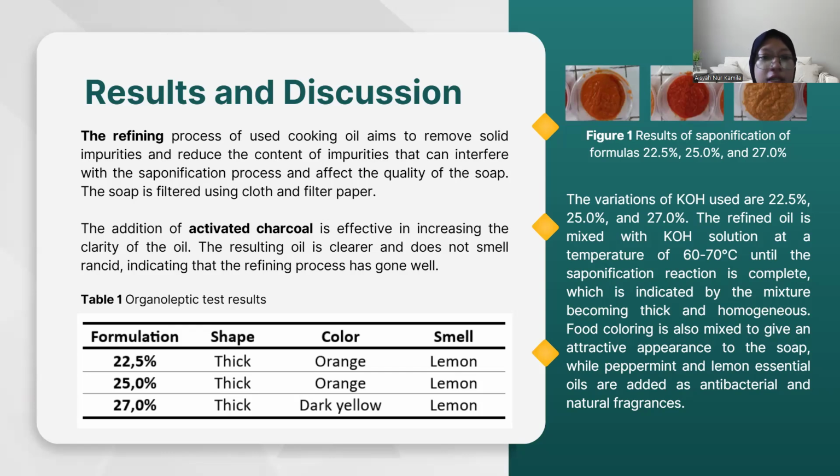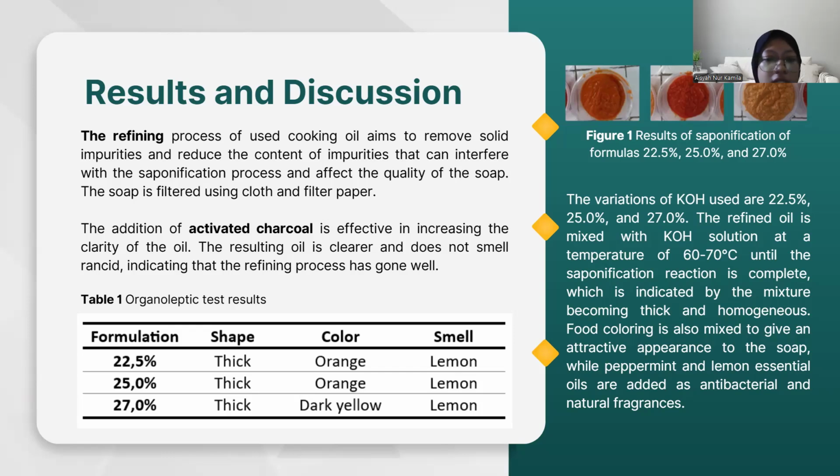The used cooking oil used in this study was collected from the nut traders behind the chemistry building of FMIPA, Semarang State University, with oil that had been used for frying 3 times. The process of refining used cooking oil aims to remove solid impurities and reduce the contents of impurities that can interfere with the saponification process and affect the quality of soap.